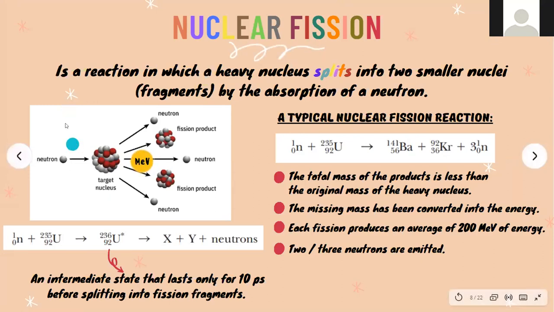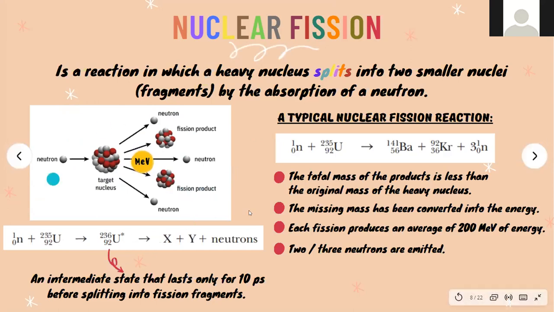Now, you can get a picture of what nuclear fission is by looking at this diagram. It's very simple: one neutron and the target nucleus come together. Then the light you saw just now was the release of energy, and we'll have products, fission products, and the neutrons. Neutrons are not called products, they are just being emitted. So they are the emissions.